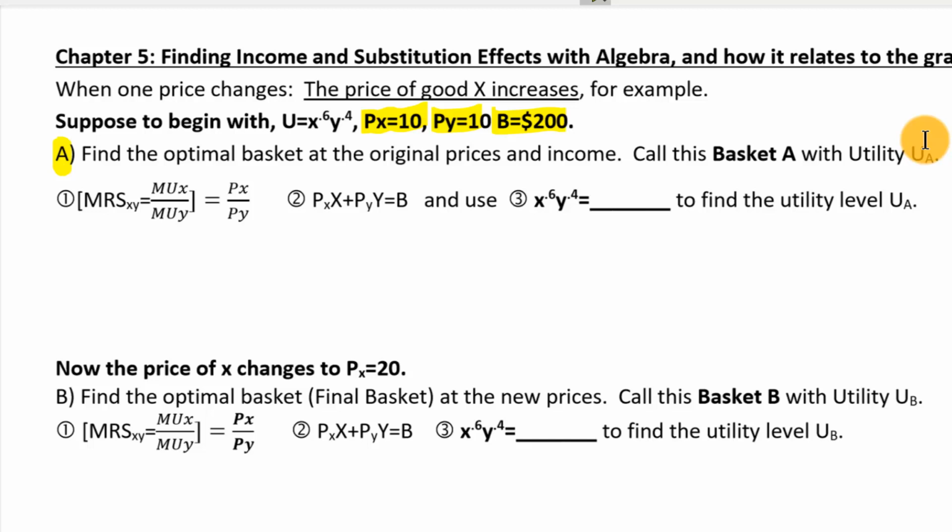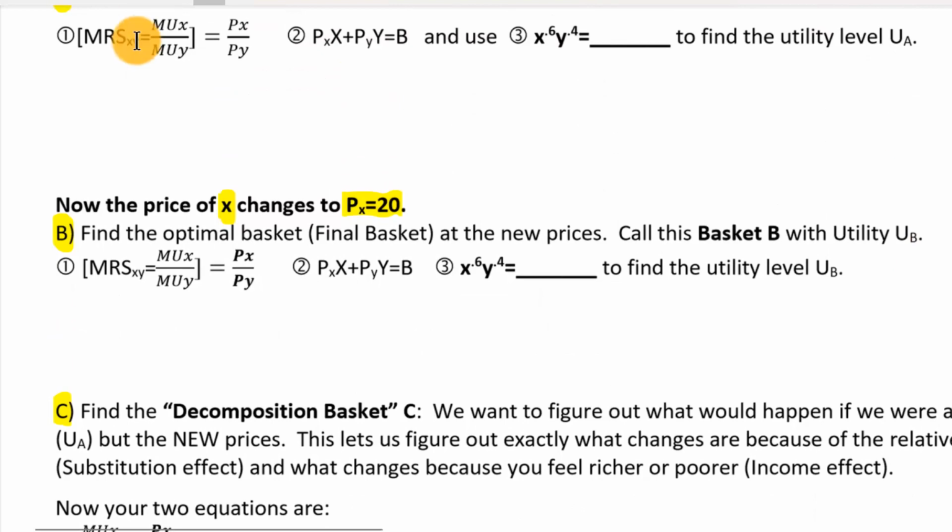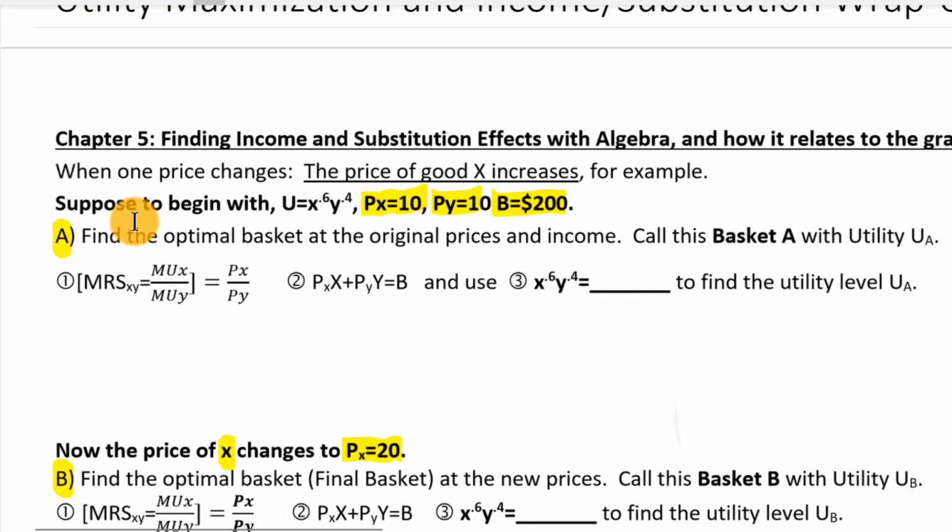And then the price of one of these 2 goods is going to go up or down. In this case, the price of X is going to go up to 20. Then we're going to do solution B, the after-the-price-change solution. After that, we're going to do the hypothetical solution. We want to know how we get this person back to their old utility level at the new prices. So we'll use the prices from problem B, but the utility level from problem A. Let's dive in. So we want to set up our 2 equations and 2 unknowns.